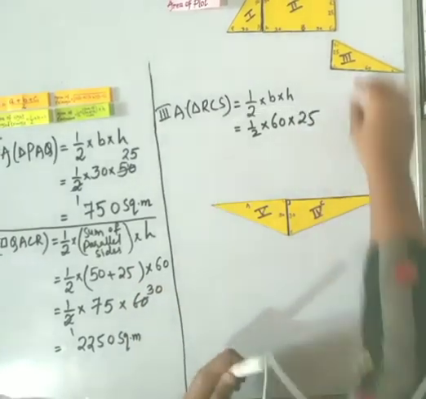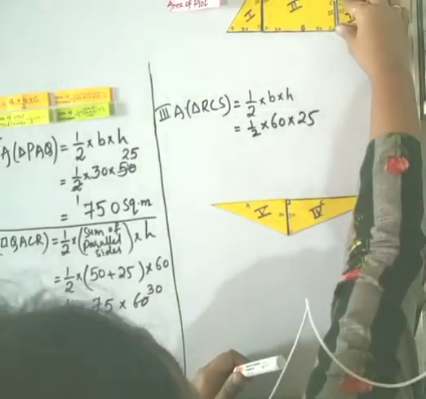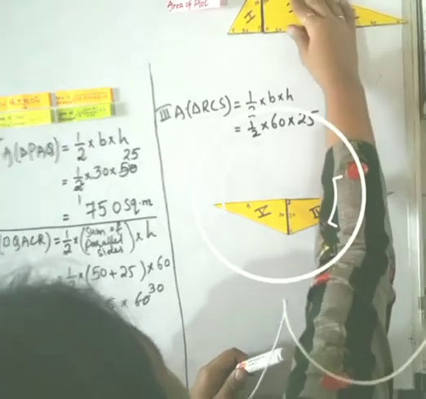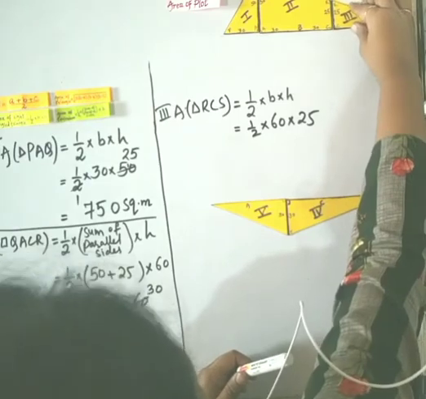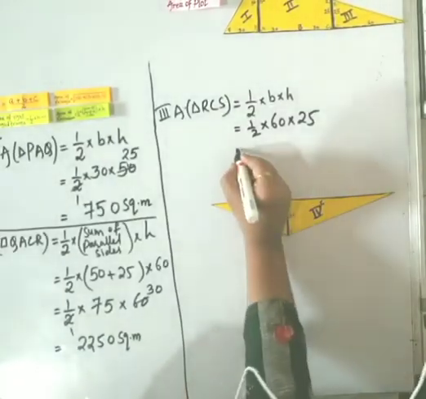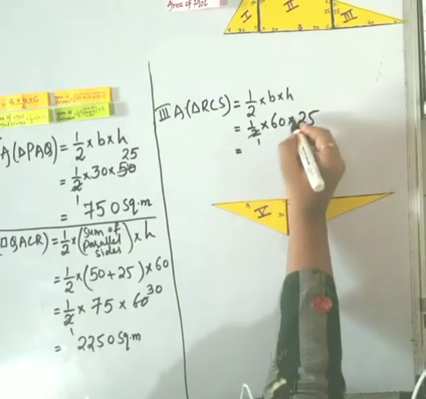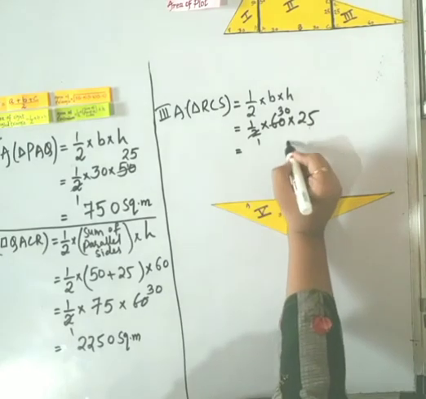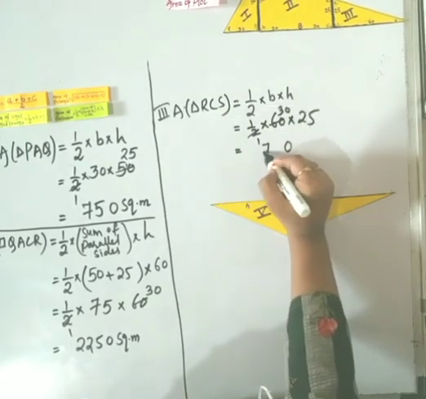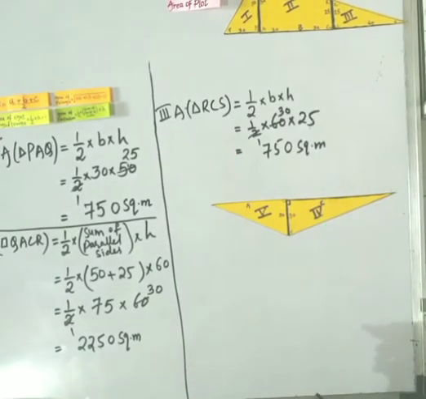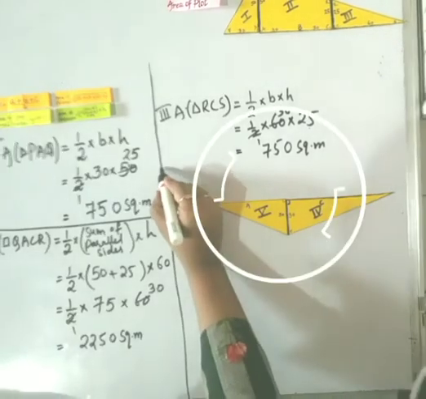Okay, now let's place this triangle also on its place. Yes, let's solve them. 2 ones are 2, 2 threes are 6, and 0 will remain as it is. 25 zeros are 0 and 25 threes are 75 square meter. Okay, so I have got area of the third part also.